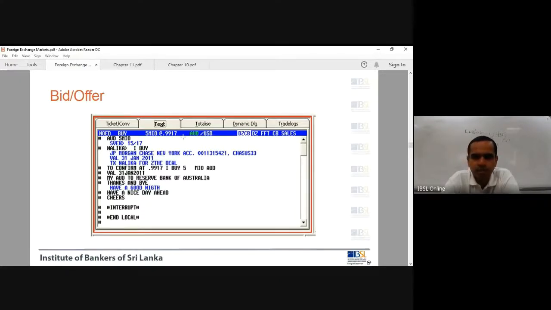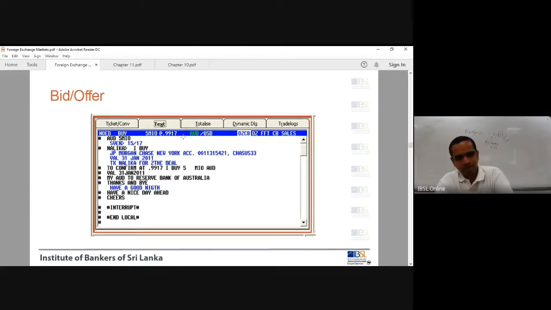And Sven says, now Sven has sold Australian dollars. So if he sells Australian dollars, he's receiving US dollars. So he's asking Nalika to deposit the US dollars to JP Morgan Chase, New York. He's giving account details on 31st January. That's a value date. This VAL is not val, it means value. Right? Value date 31st January 2011.